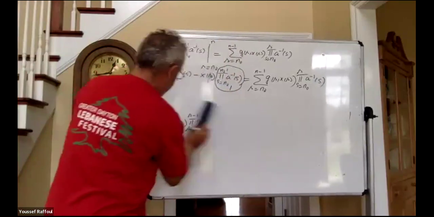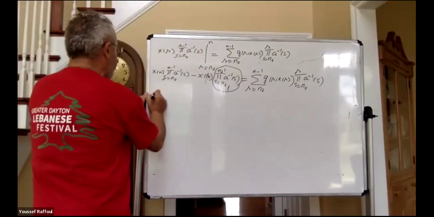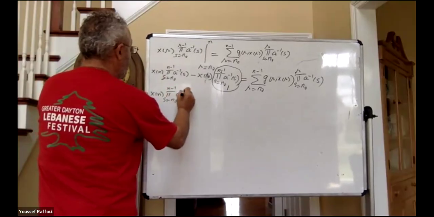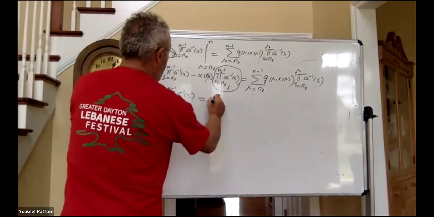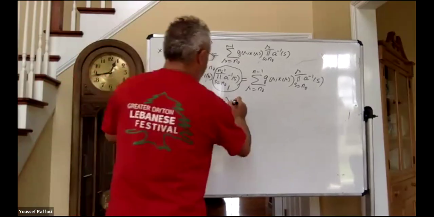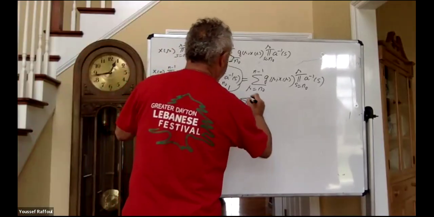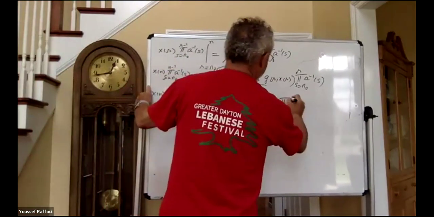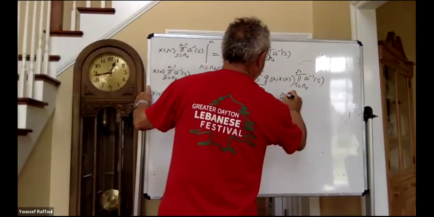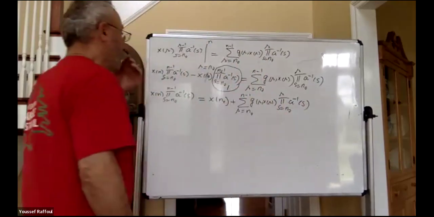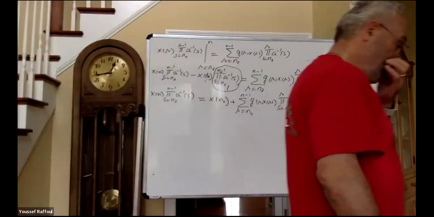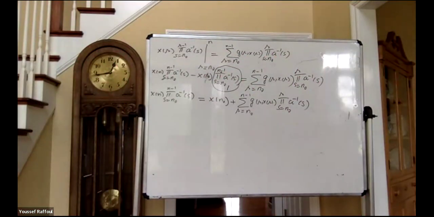So what I have is xn, the product s equal n naught to n minus 1 of a inverse of s, equal to xn naught plus the sum over r from n naught to n minus 1 of g r x r, the product s equal n naught to r of a inverse of s. You see what happened? Okay.